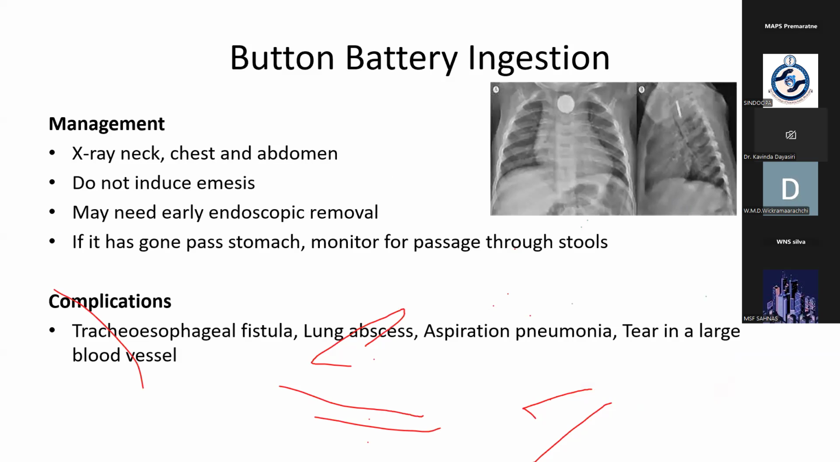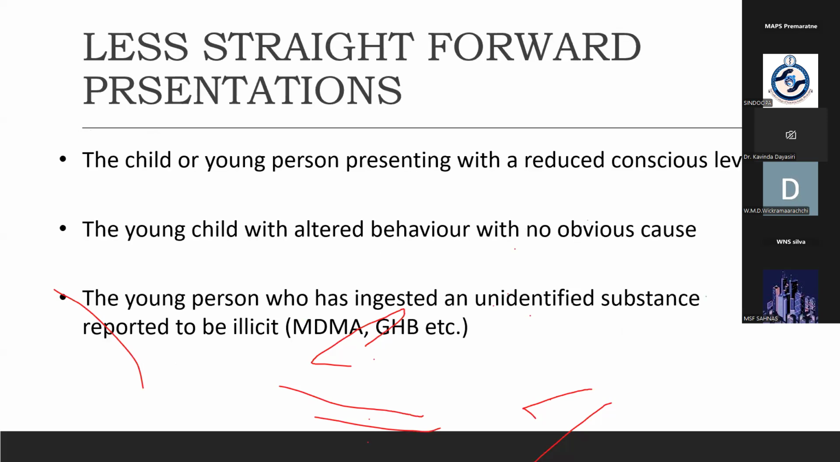So if a child presents with a suspected button battery, the first thing we have to do is an X-ray of the chest, neck, and abdomen, and then locate where the button battery is. If the button battery is above the level of the diaphragm, then you have to do an urgent endoscopy to retrieve it. But if you see the button battery below the diaphragm, in the stomach or further down, then you don't need to do any invasive procedures, and you can reassure with a follow-up plan just to make sure this button battery has gone out of the body with stools.